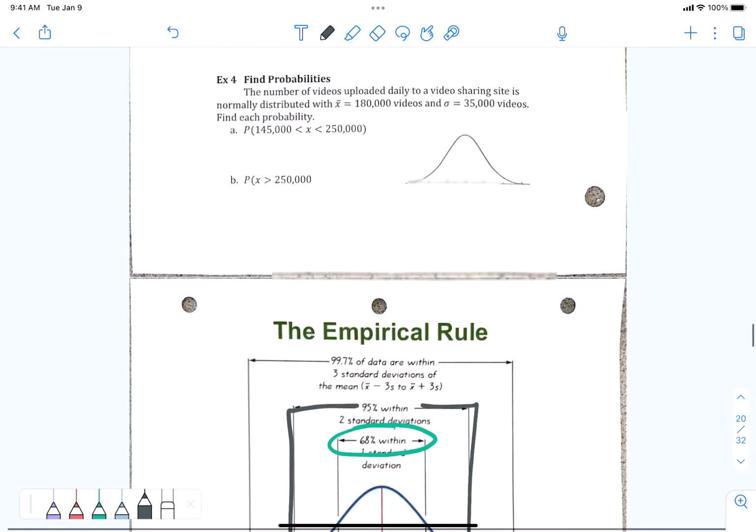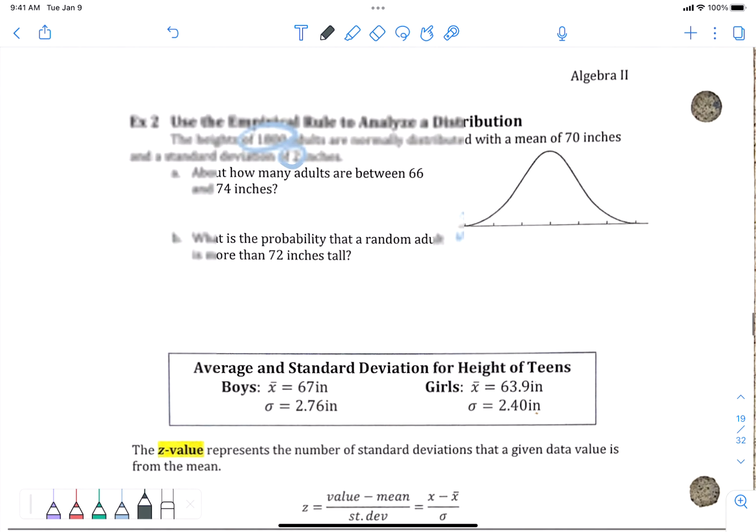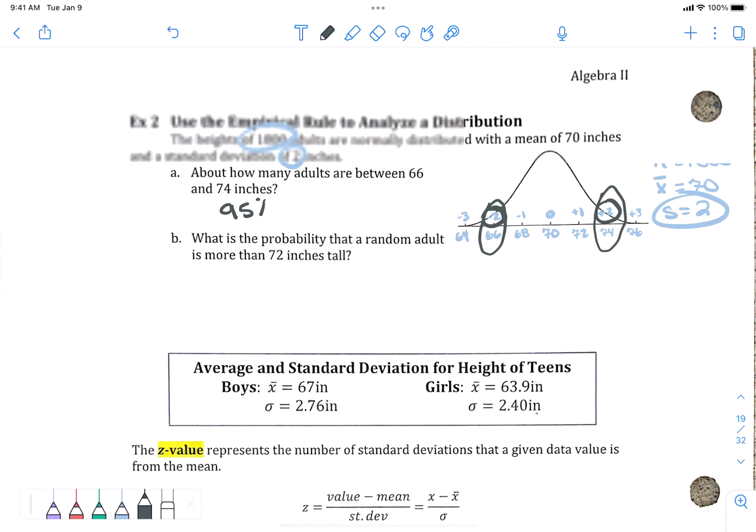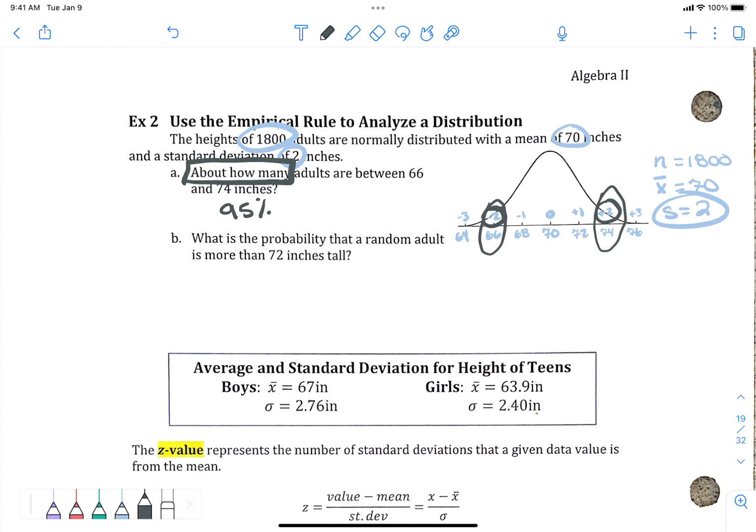95% is between those two. Not too bad, right? 95%. But here's the deal. It says about how many students would that be? 95% times 1,800, or 0.95 times 1,800. Somebody do that for me, would you, please? 1710. Round to the nearest person or whatever.